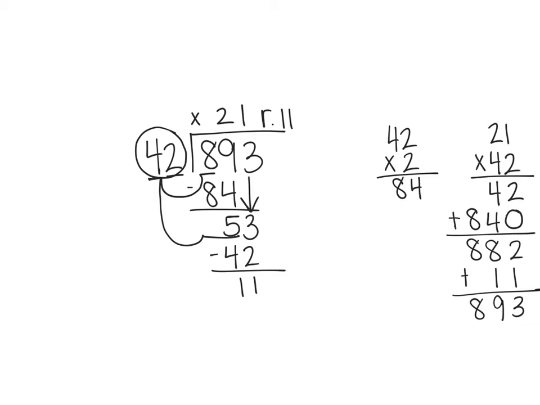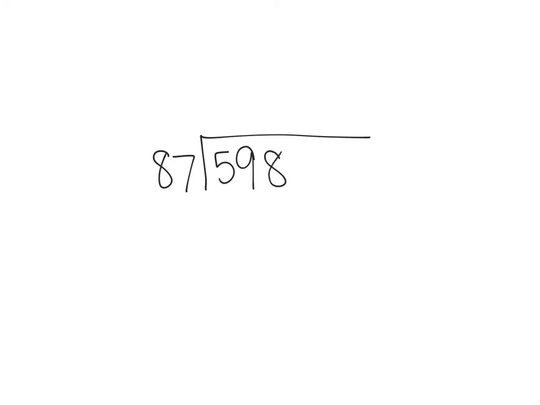So let's look at another one. Now, if I have, let's say, 87, and I'm dividing that into 598, okay? This one is going to be a little bit tricky. So I'm going to have to figure out how many times 87 goes into 598.